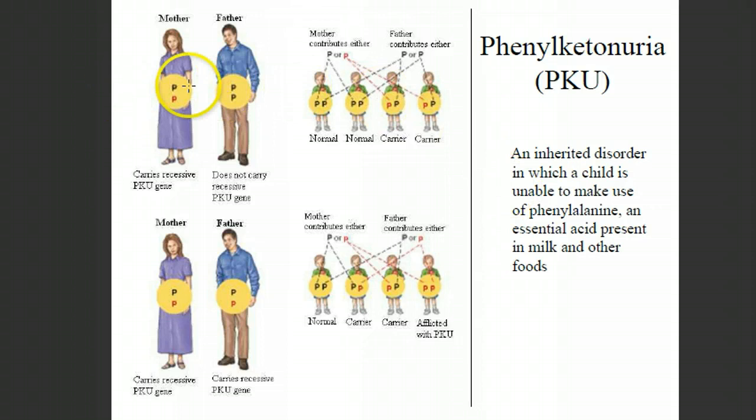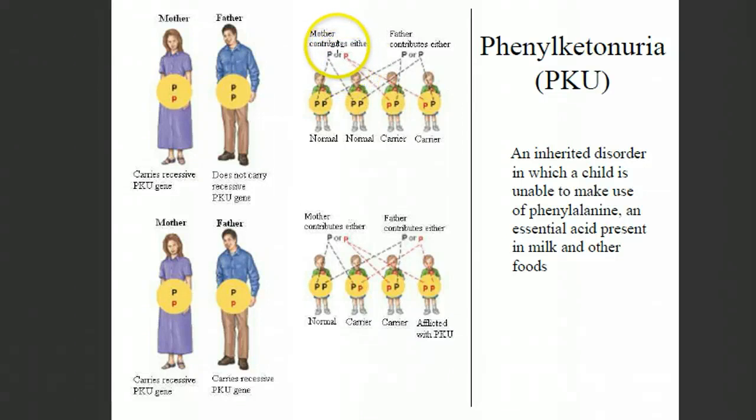Right? So let's look at how the genetics might work behind this disorder. In this example, the mother carries the recessive PKU gene, and the father does not carry the recessive PKU gene. So in this case, the red P is the recessive gene, and the dark black P is the dominant gene. And because the ability to make use of phenylalanine is dominant, mom can still make use of the phenylalanine, so she can make use of milk and such. Dad can make use of milk and such in terms of his being able to drink the milk and derive the nutrition from it.